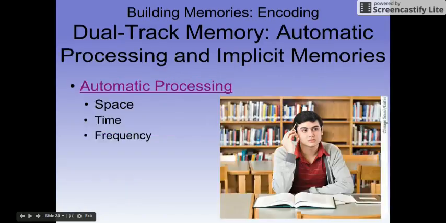So, your dual track memories, your automatic processing and your implicit memories allow for you to be free from time, space, or frequency. In other words, you don't need to take any time to memorize anything. You don't have to give any kind of frequency to that memorization or rehearsal or anything. Space is not an issue, where things are. You just know, again, the color of the house that's 3 doors down from you, where the Hanover Mall is, how to get from your science lab to your psych class. These are things that you just know. They are automatically processed.